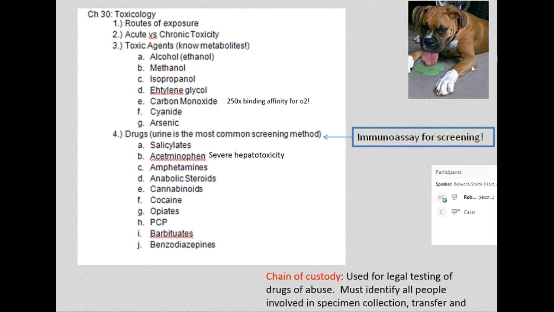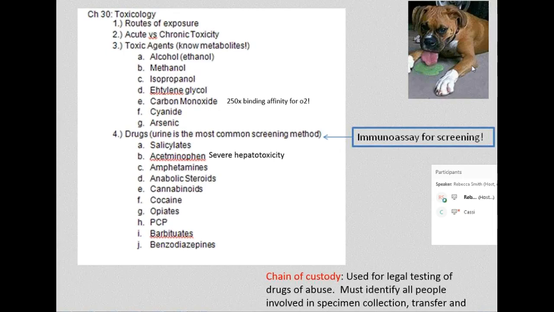Carbon monoxide, okay, we hear of people that have a car running in the garage or they have a dysfunctioning furnace, right? It has 250 times the binding affinity for oxygen. So if you are in a room where it has carbon monoxide, you won't be able to smell it or even sense it, but your body's going to absorb it before it will absorb oxygen.